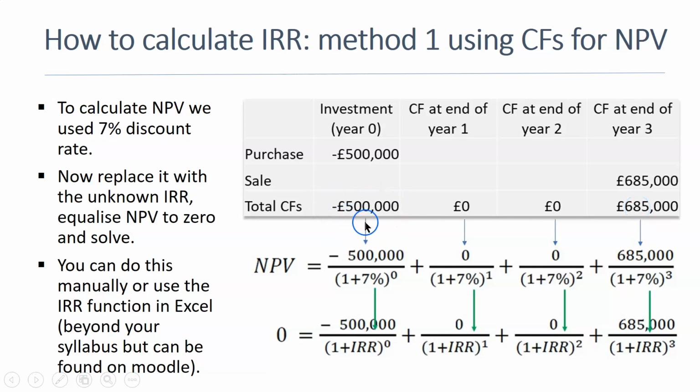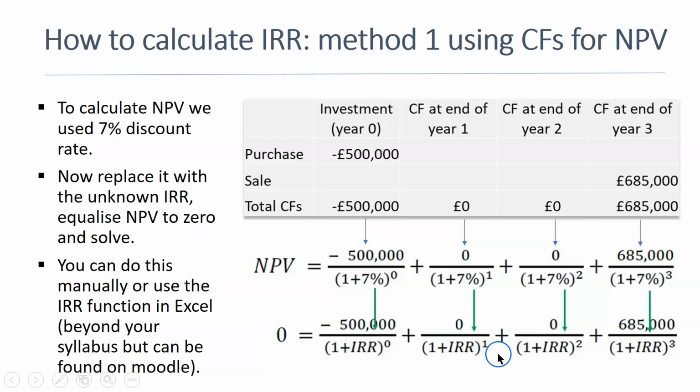For example, this first £500,000, our initial investment, was not discounted because it's expressed in present terms already. In our denominator, we use power 0, which will make the whole term just equal to 500,000 with a negative sign. There are no cash flows in period 1 and 2, and the final cash flow is discounted using this discount factor. This is what we've done to calculate net present value, and what we need to do now, we are just replacing our 7% discount rate with the unknown internal rate of return, and we equalize net present value and make it equal to 0. We set this number equal to 0.